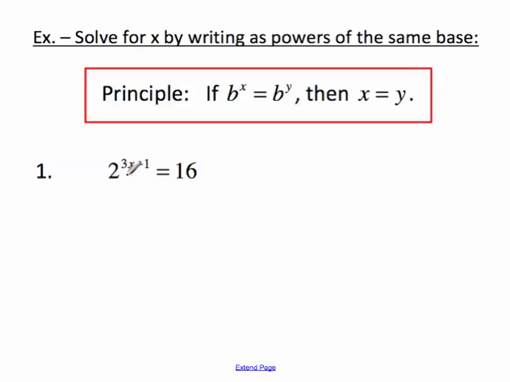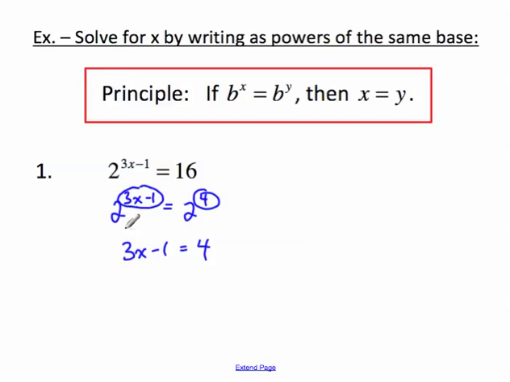Here we have 2 to the power of 3x minus 1 is equal to 16. We're going to leave the left side the same, and we're going to write the right-hand side as a power of 2, because we've already got a power of 2 on the left side. So 16 is equal to 2 to the power of 4. If 2 to the power of 3x minus 1 is equal to 2 to the power of 4, then the exponent, 3x minus 1 on the left side, must be equal to the exponent on the right side. So 3x minus 1 is equal to 4.